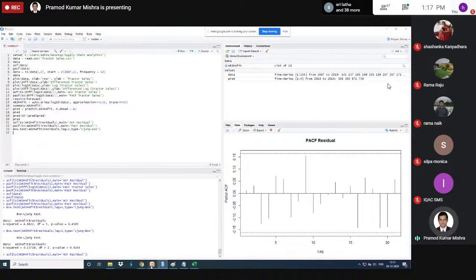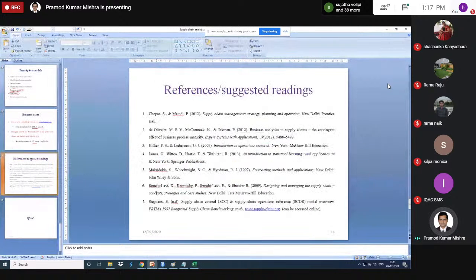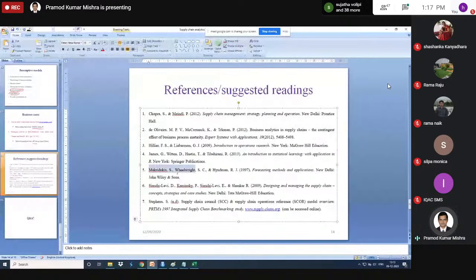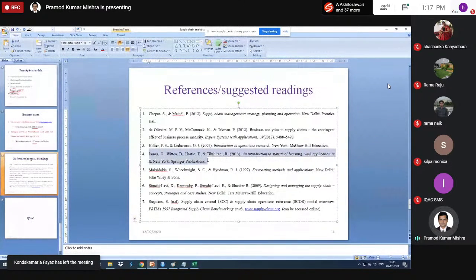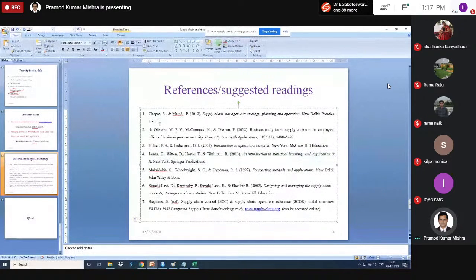Now, one thing here I'd like to show you. Those who are further interested in learning on this part, please go through this book. It's a good book for prediction. Further, we have one more good book here on machine learning, by James, Witten and others. These are very standard references I have kept here. And for supply chain, this book and this book.